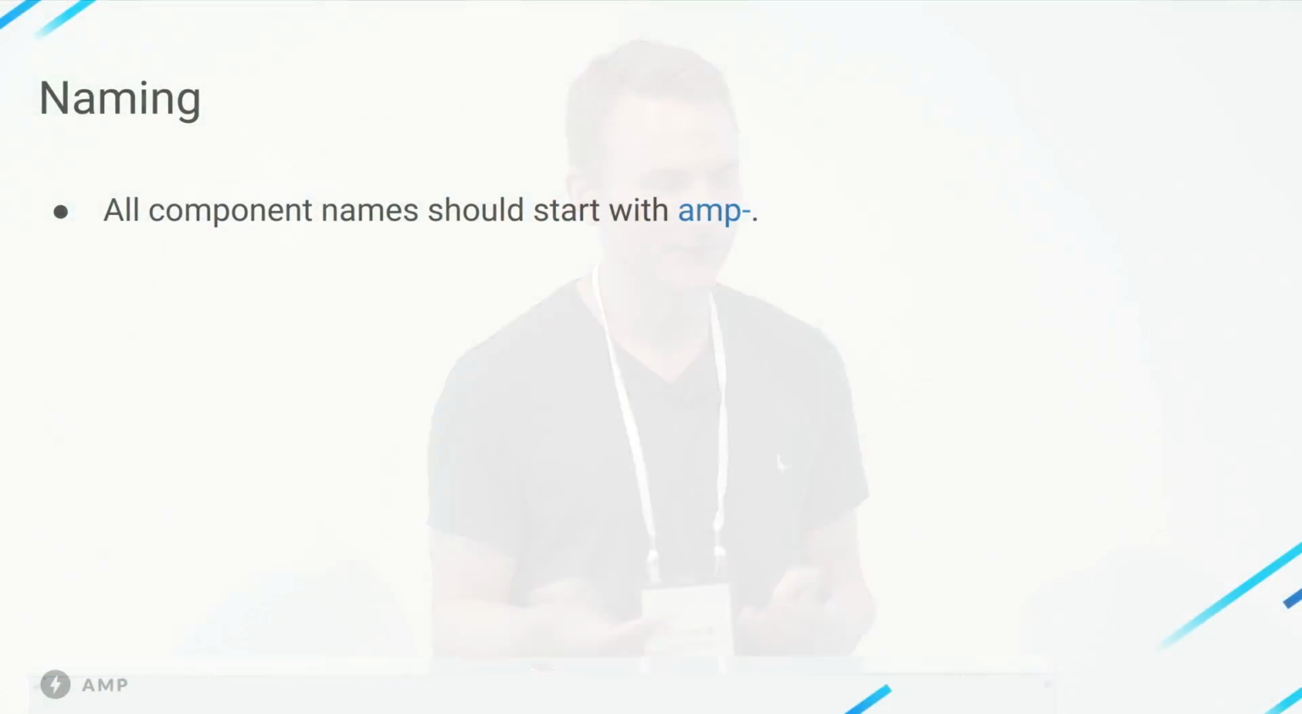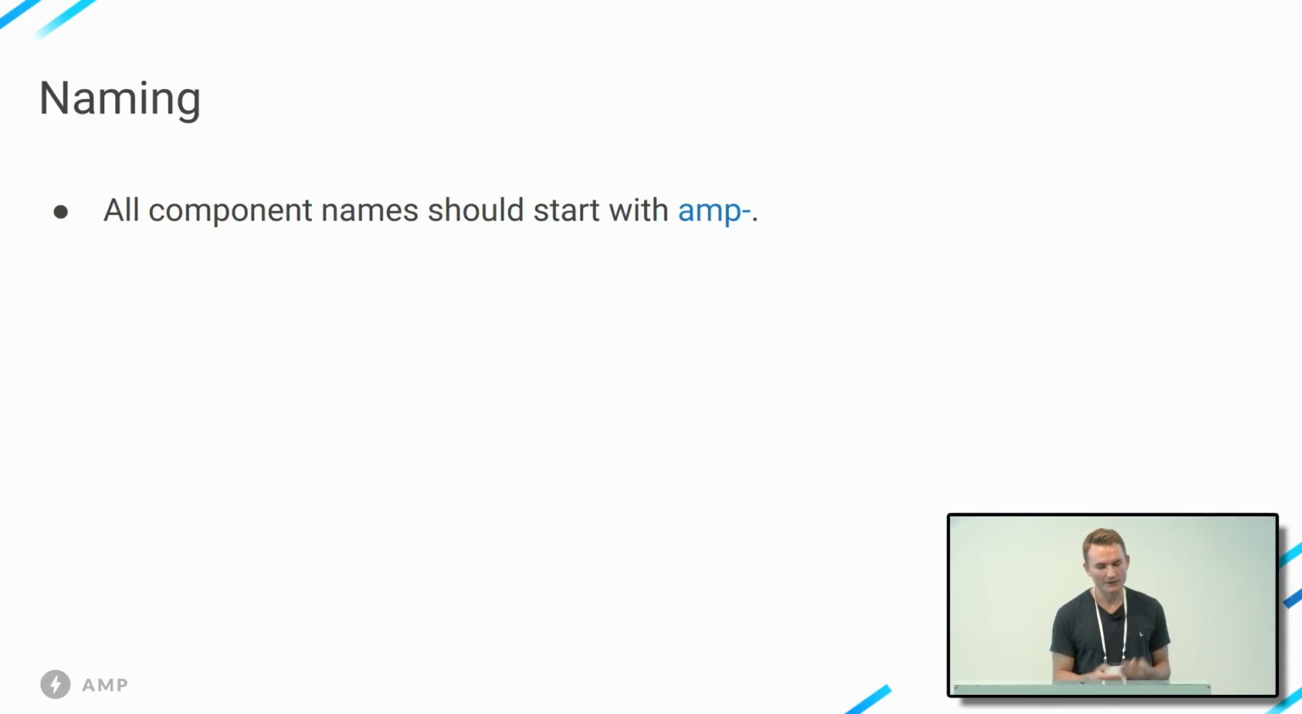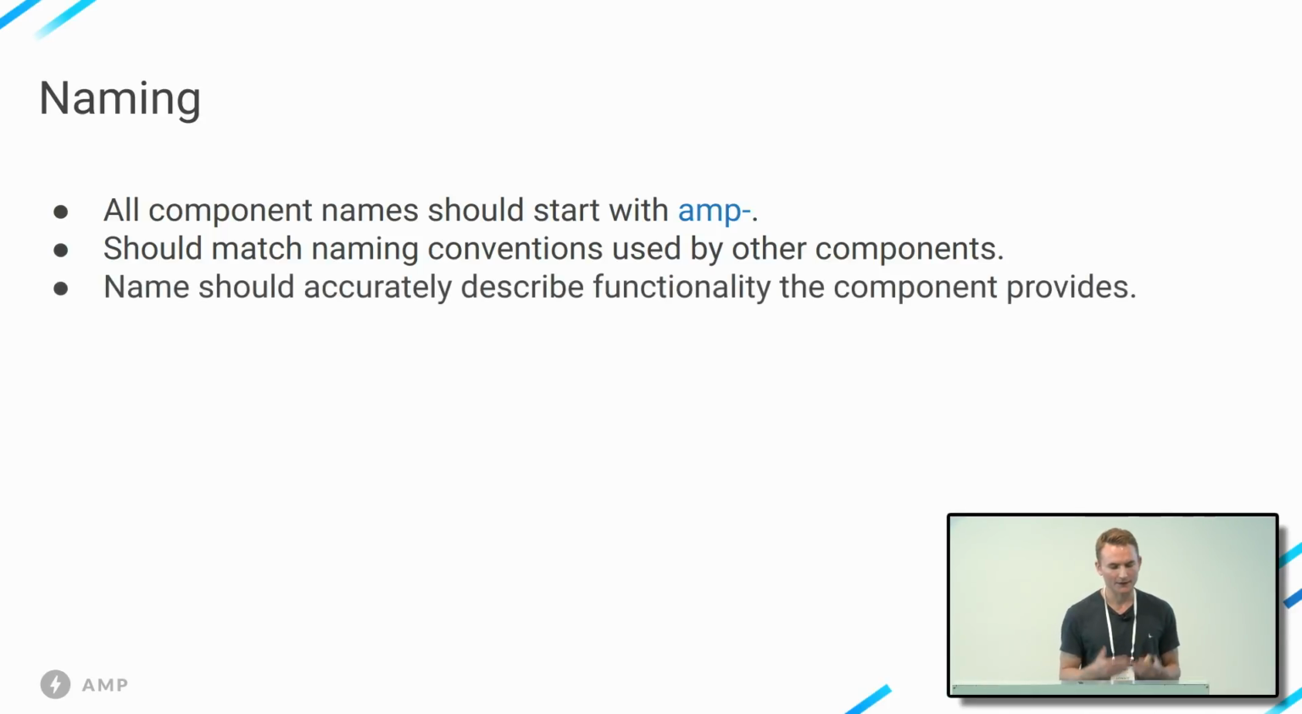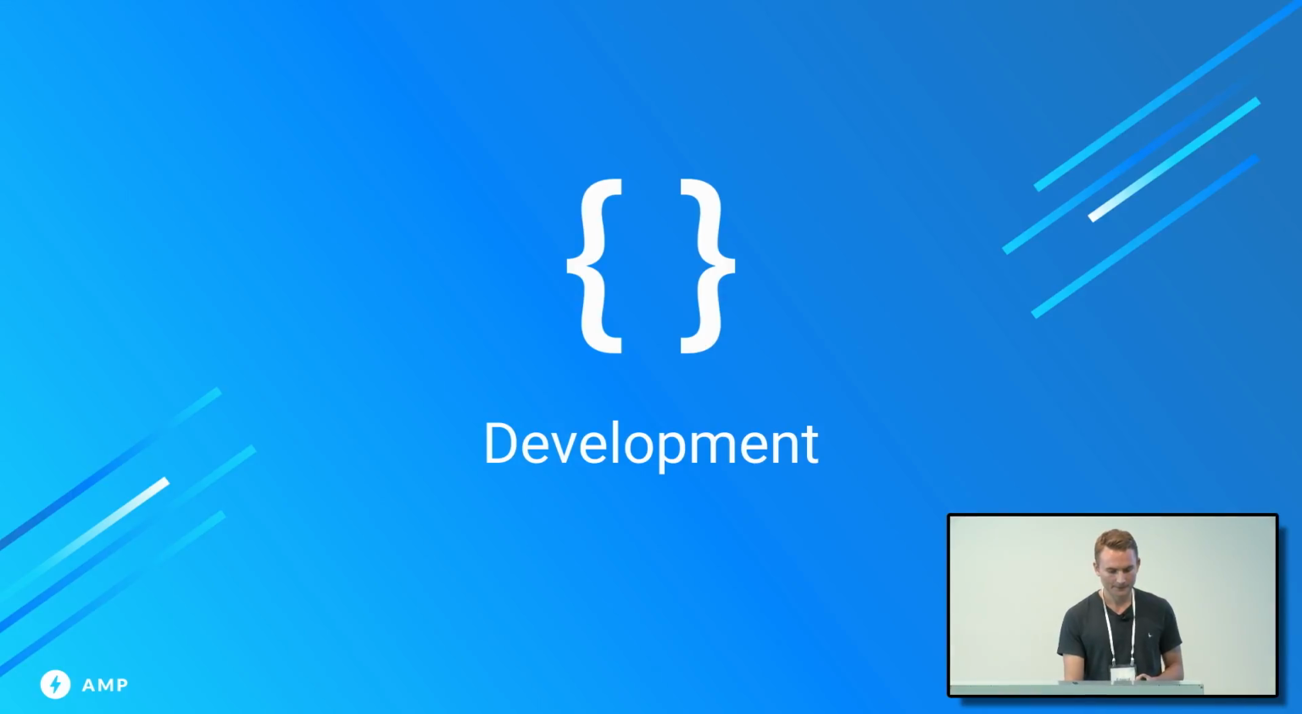And just a word on naming. All components should start with AMP. You probably know that already. And we should probably try and also ensure there's a bit of consistency, and we match the conventions that are used by existing components. And that also applies to any attributes that we'd use on our component. And the name of the component should obviously just accurately describe the functionality that the component provides.